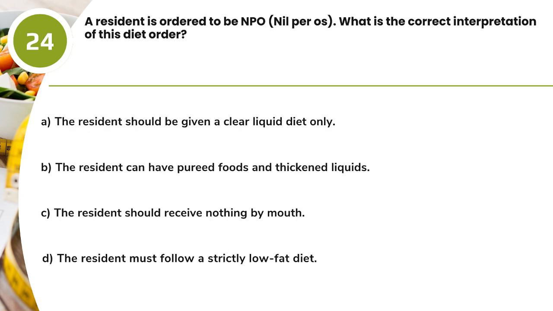Question 24. A resident is ordered to be NPO, nil per os. What is the correct interpretation of this diet order? A. The resident should be given a clear liquid diet only. B. The resident can have pureed foods and thickened liquids. C. The resident should receive nothing by mouth. D. The resident must follow a strictly low-fat diet.